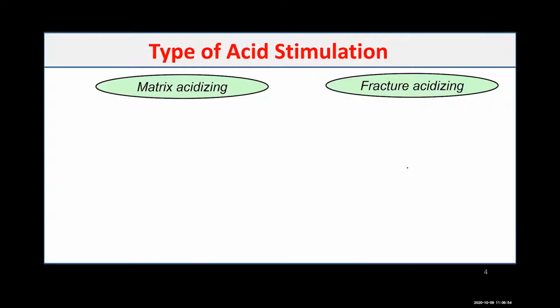Okay, what types of acidizing stimulation do we have? We define the types of acidizing stimulation into two types. The first type is called matrix acidizing, and the second one is called fracture acidizing. And the distinction is pretty simple.